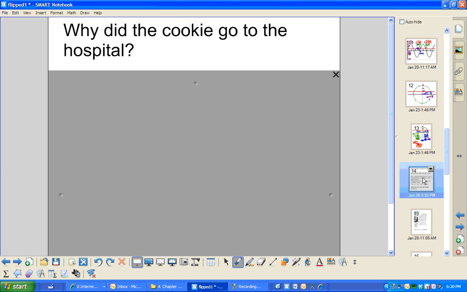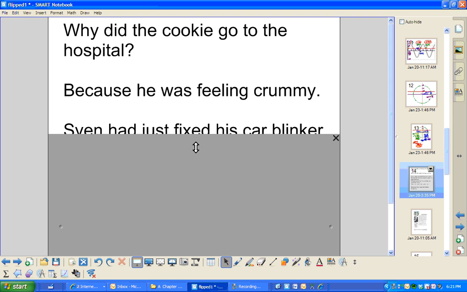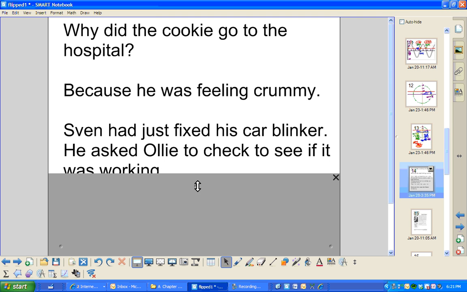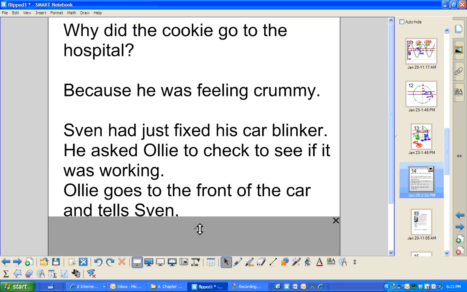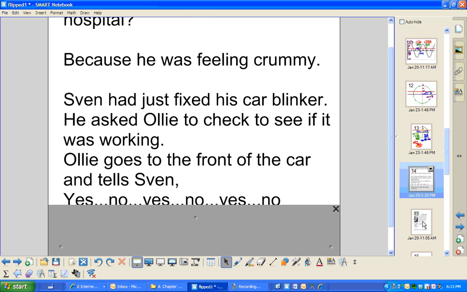I've got to tell you a couple. I've got to ask you a question. Why did the cookie go to the hospital? Because he was feeling crummy. Second, I have another one for you. Sven had just fixed his car blinker, so he's in the driver's seat. He asked Oli to check to see if it was working. So Oli goes to the back of the car, checks to see if it's working, and then goes to the front of the car. And he tells Sven, yes, no, yes, no, yes, no. I thought that was a funny one.